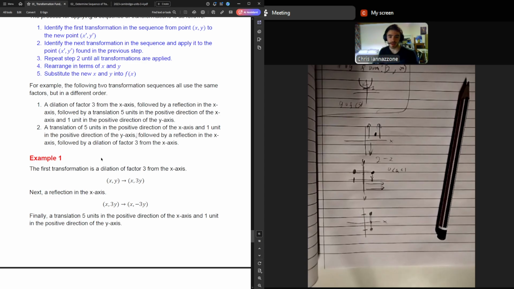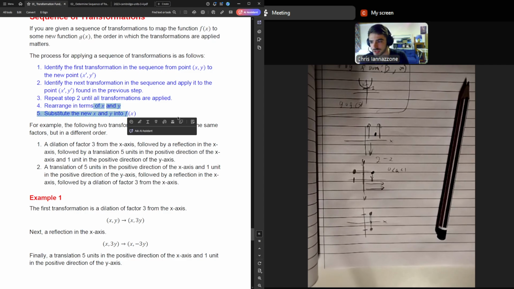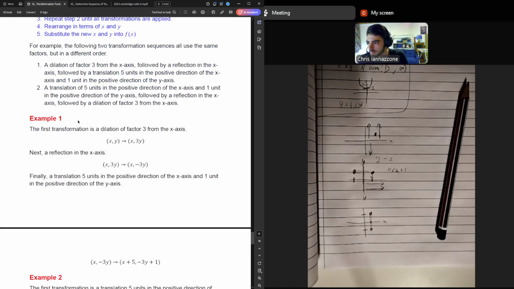And so we've got to see how that actually has a decent impact on what the end result is going to be. As for how we handle this, we're pretty much just redoing step 1 over and over again of the previous situation until we've applied all of our transformations. And it's only then that we follow up with the rearranging for x and y, and then subbing in at the end. So what does that look like? Well, let's have a look at example 1. So that's this situation here.